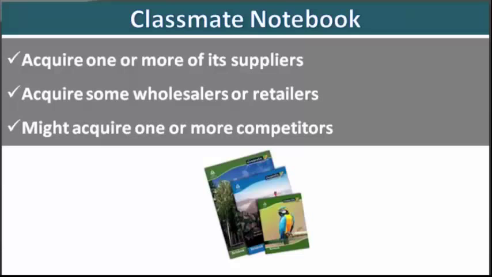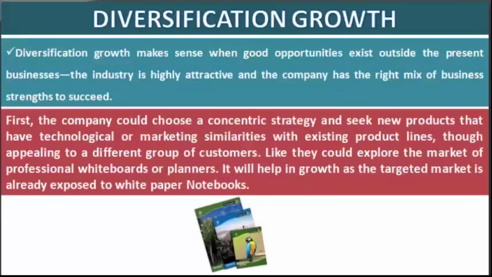However, these new sources may still not deliver the desired results in sales volume. In that case, the company must consider diversification opportunities. Diversification growth makes sense when good opportunities exist outside the present business, the industry is highly attractive and the company has the right mix of business. For example, the company could choose a concentric strategy and seek new products that have technological and marketing similarities. Like they could explore the market of professional whiteboards or planners, and it will help in growth as the targeted market is already exposed to white paper notebooks. And that is how they can go for diversification growth.